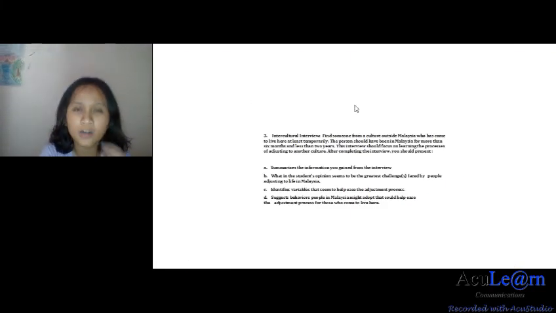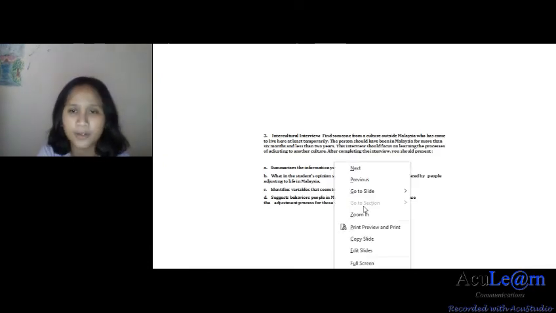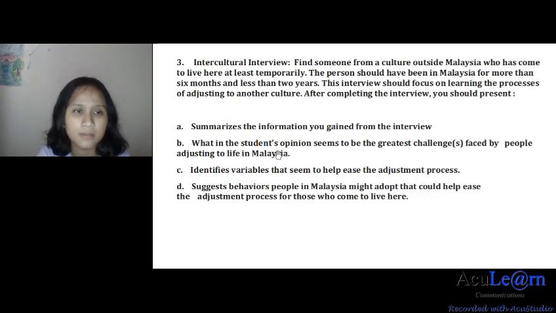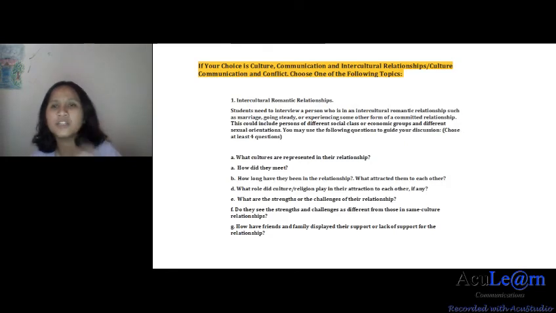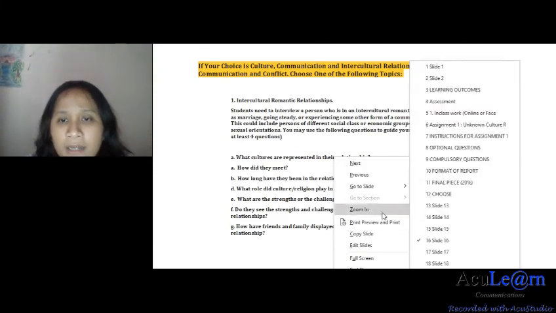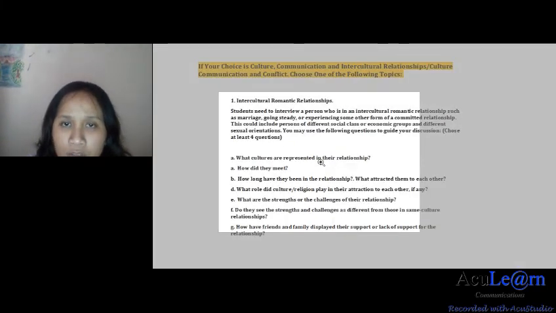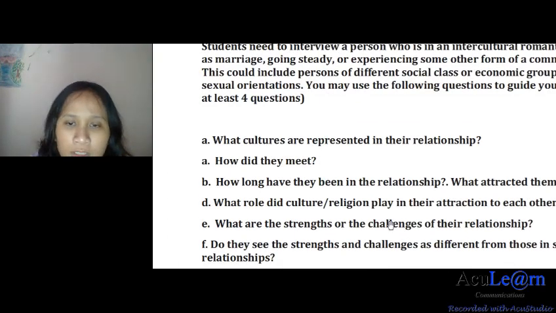And the third option, if you choose option number two, you can do an intercultural interview whereby you find someone from a culture outside Malaysia, and you ask the questions below right here. Okay, we have here the questions. And the third one, if you choose culture communication and intercultural relationships, you choose one of the following topics. You can do a report on intercultural romantic relationships, and ask these particular questions to your interviewees.